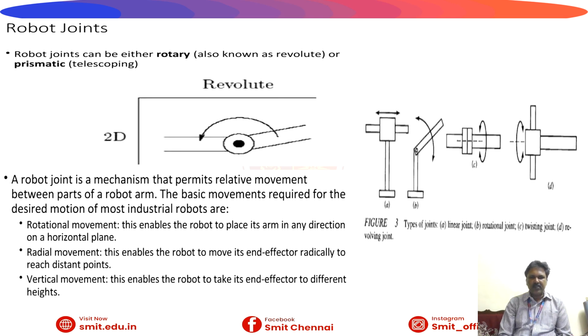The vertical height movement enables the robot to take its end effector to different heights. So radial movement is to reach distant points, and vertical movement is to take the end effector to different heights. We can see in the diagram on the right-hand side of your slide the various types of joints: linear joint, rotational joint, twisting joint, and revolving joint. These are sketches for your reference.